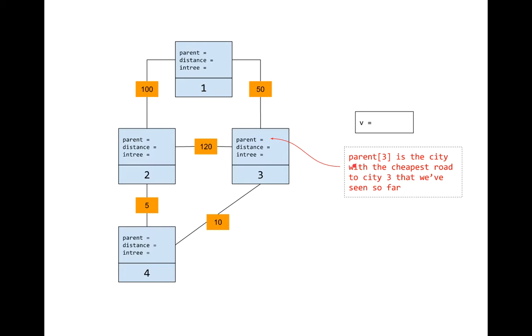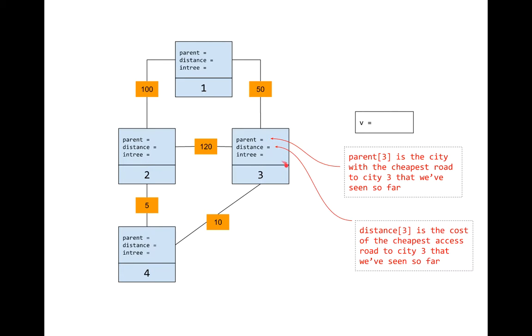Let's choose a particular vertex here, vertex 3. Parent 3 is the city with the cheapest road to city 3 that we've seen so far. Now that doesn't necessarily mean that once we set parent of city 3 for the first time, that is set in stone and it's going to end up being the parent in the final family tree that we come up with. No, that's not the case. It's just the city with the cheapest road to city 3 that we've seen so far. That is, it's sort of the front runner to be the parent in the final tree, but it might not end up being the parent in the final tree. That is until we decide to actually build a road to city 3.